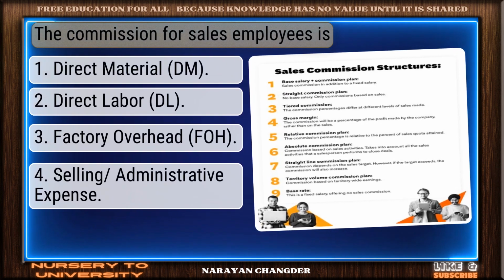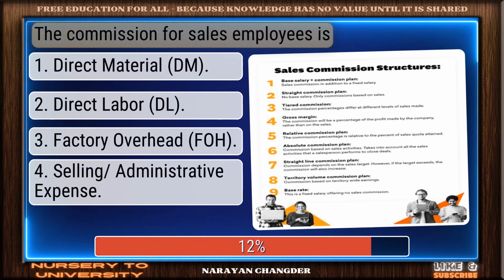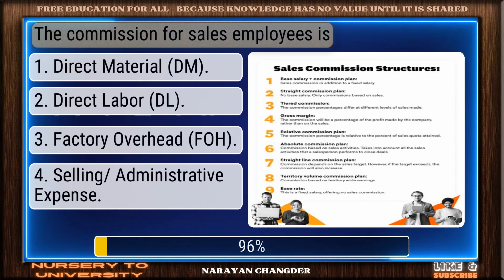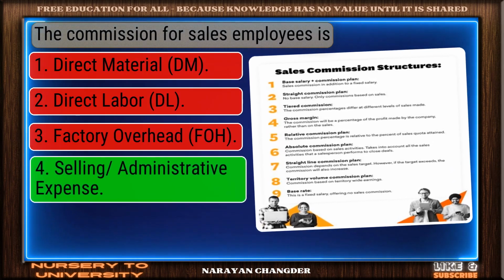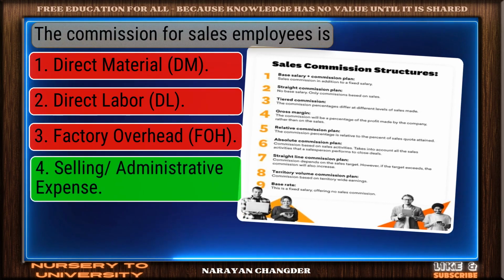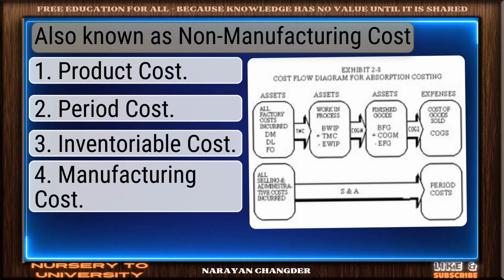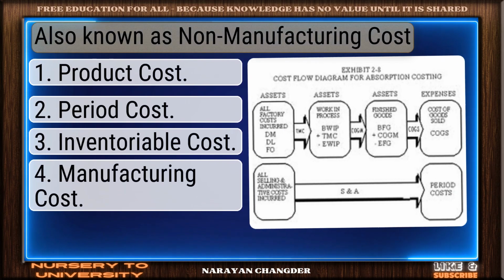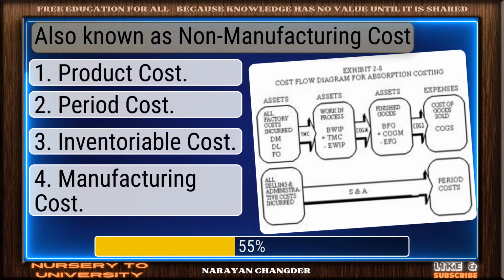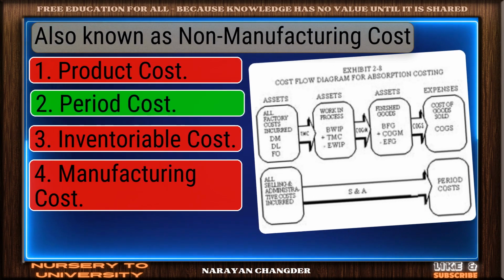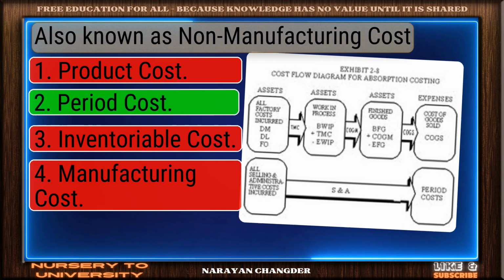The commission for sales employees is. Valid point. Selling administrative expense is true, also known as non-manufacturing cost. Good job. Your answer, period cost, works well here.